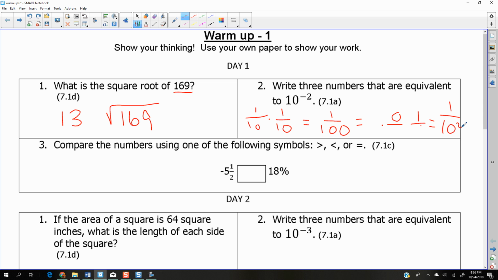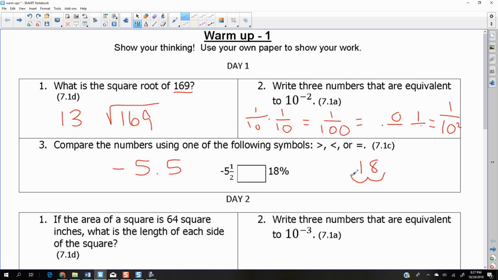All right, and the last one, number 3, compare the numbers using greater than, less than, or equal to. All right, so if you have -5.5, remember we want to change everything to decimals. So -5.5 would be -5.5, and then 18%, to change a percent to a decimal, we just move the decimal point 2 places. So now we compare.